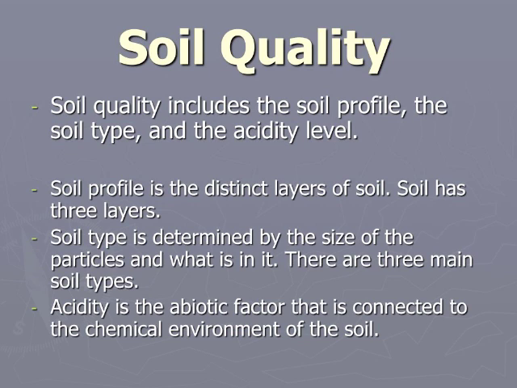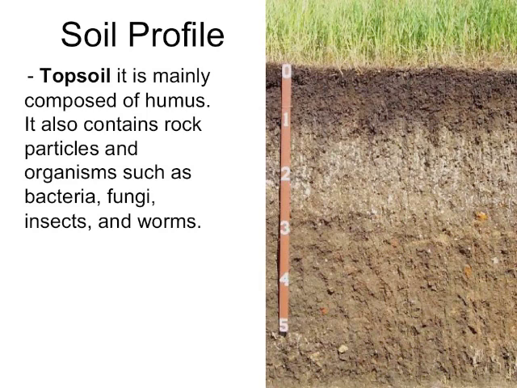Soil quality. Soil quality includes the soil profile, the soil type, and the soil acidity level. Soil profile is the distinct layers of soil. Soil has three main layers. Soil type is determined by the size of the particles and what is in it. There are three main soil types. Acidity is the abiotic factor that is connected to the chemical environment of the soil.